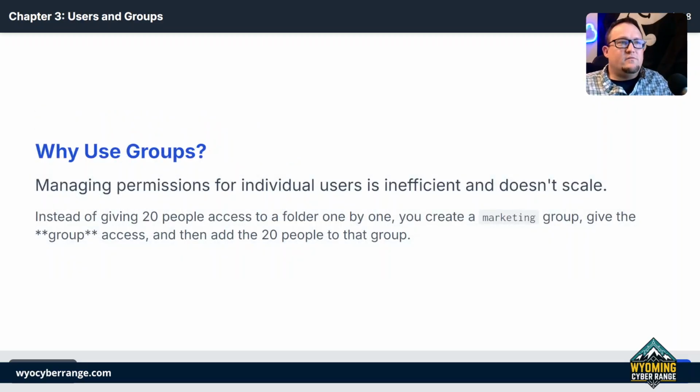Now, in Linux, we love to use groups. Managing permissions for an individual user is okay when you have a couple people. But what if you need to give 20 people access to a folder? It'd be really hard for you to go to each user and add them to that folder. Instead, we'd prefer to use a group. So we'll create a marketing group in this example, and then we'll put the 20 people in that group. By adding them to the group, we can then just assign the permission to the marketing group, and the users will then have access.